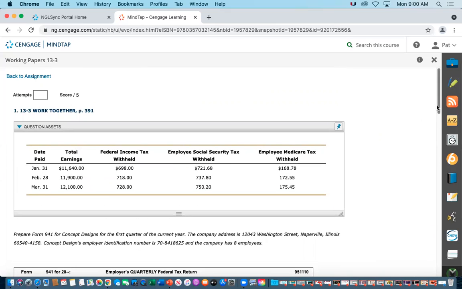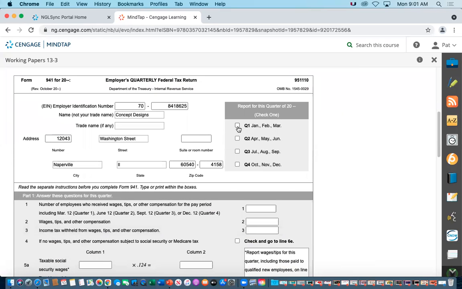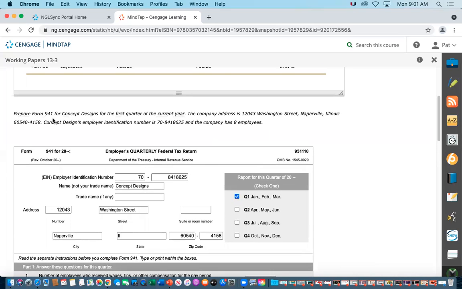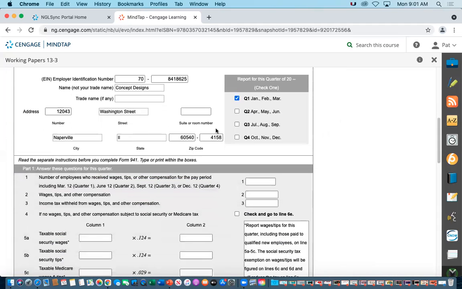January, February, March. You see that on the dates here? So January, February, March. Go down here and we will click report for quarter 1. Right here where it says quarter 1. And you're just getting that information up here in the directions. Everybody okay filling out Naperville, Illinois, zip code, quarter 1?